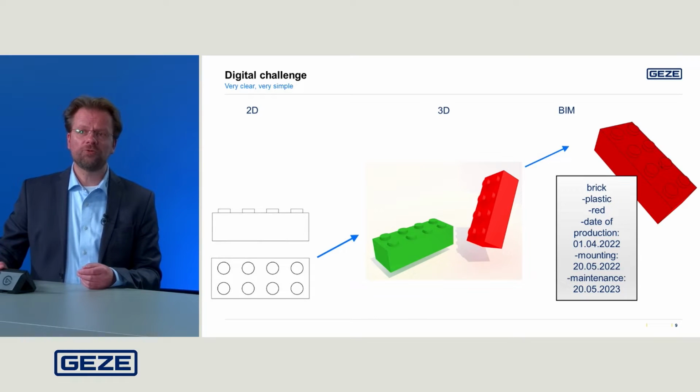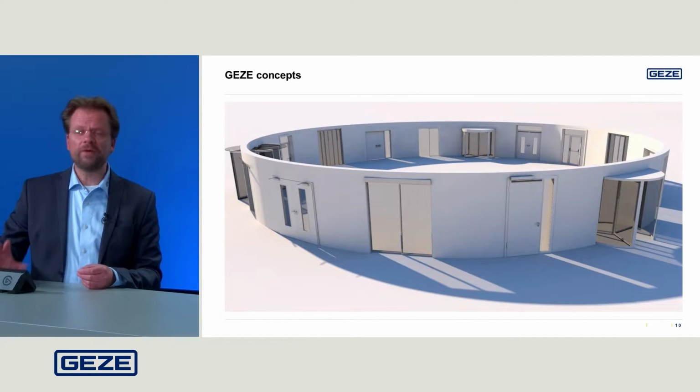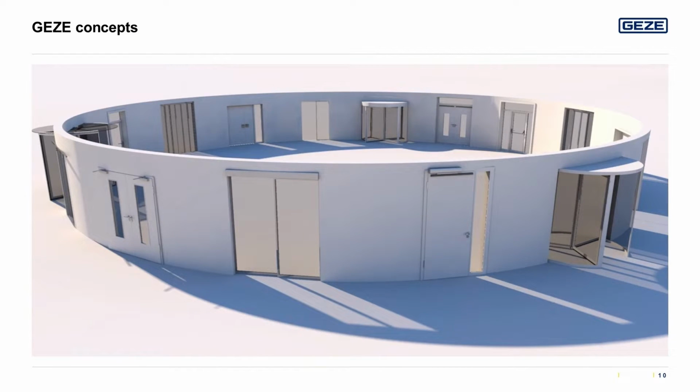Therefore, we are creating processes. We have, of course, now we have doors for you, we have the hardware. Here is an example. We have created doors for the ArchiCAD program, the CAD program called ArchiCAD. So this is our way of thinking in BIM.